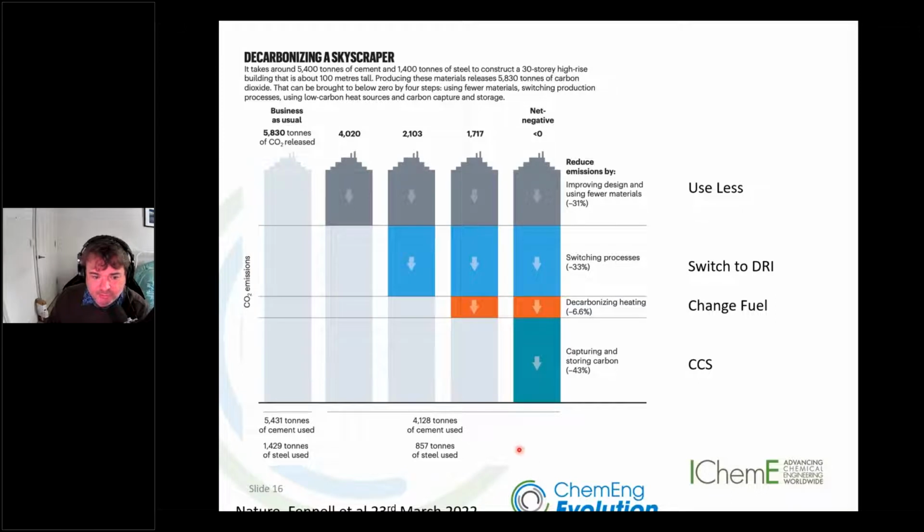And when we published something on how you would decarbonize a skyscraper, you can use less of the materials. We currently use far too much iron and steel, far too much steel and cement when we're building things. Codes are challenging. We can switch to directly reduced iron, we can change our fuels, and we can do CCS. And importantly, the cost of decarbonisation of the raw materials is tiny in comparison to the cost of the building.